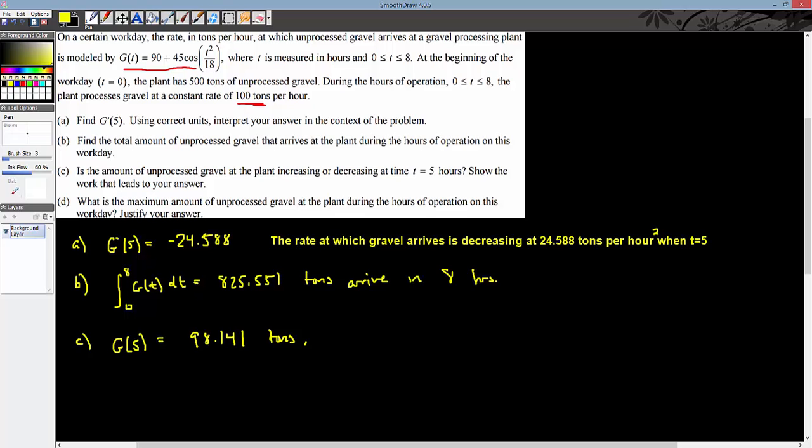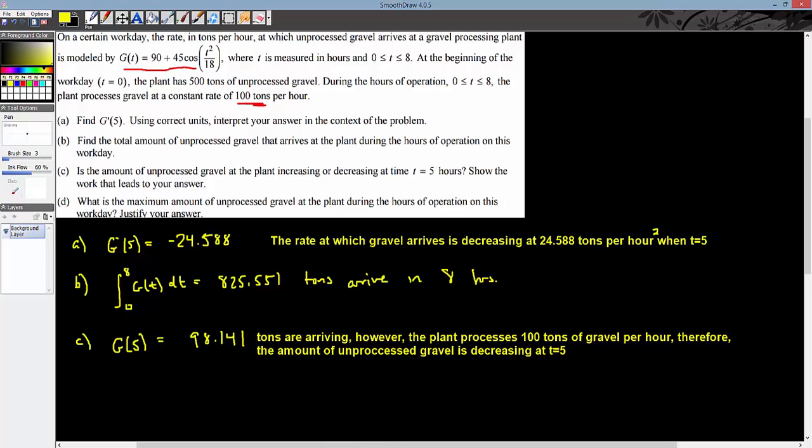However, let me pause real quick. I'll type this out. Okay, we're back. 98.141 tons are arriving. However, the plant processes 100 tons of gravel per hour. Therefore, the amount of unprocessed gravel is decreasing at time equals 5. So make sure you put that in. Make sure you consider that 100 tons of gravel per hour being processed.